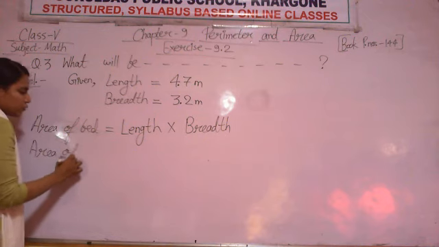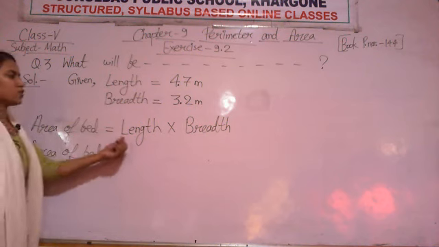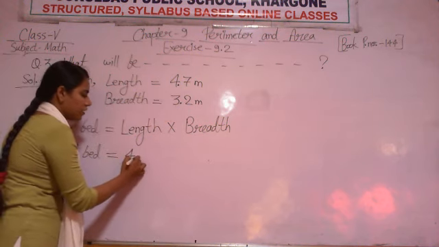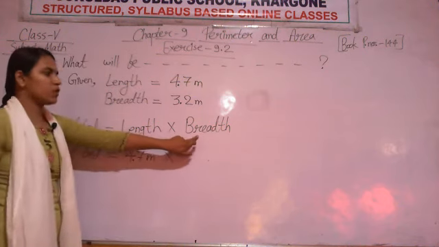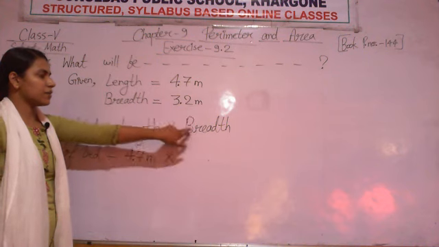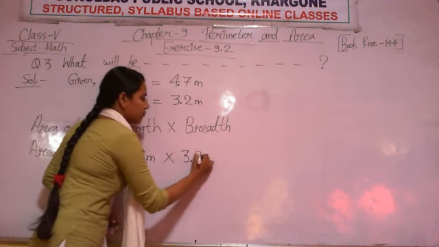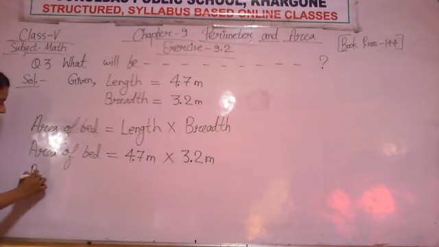Now put the values in the formula. Area of bed is equal to length. What is the value of length here? 4.7 meter. So write 4.7 meter, then the multiply symbol. Now put the value of breadth in the formula. Breadth is 3.2 meter. So write 3.2 meter. Okay. Now solve in the next step.